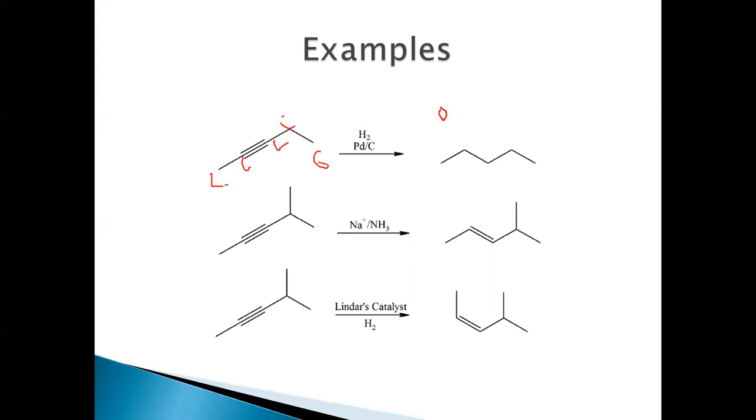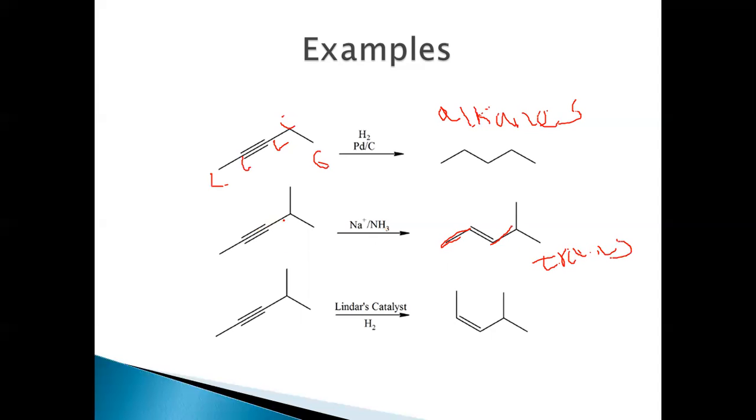So this is the alkane which is formed when we are using the catalyst here, that is hydrogen in the presence of palladium or platinum catalyst. And when we are using sodium in the presence of liquid ammonia solvent, we are getting a trans product. See, this is the stereochemistry here. So the trans product is formed.